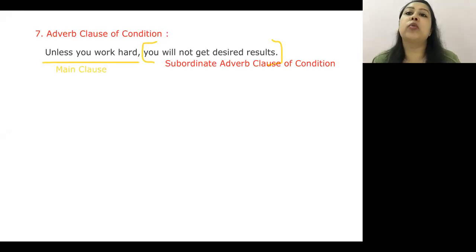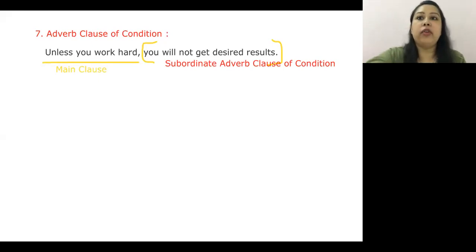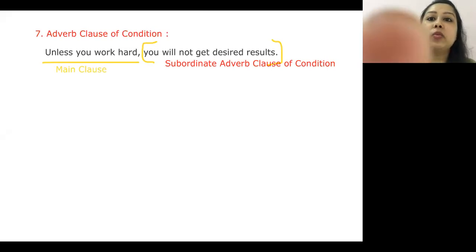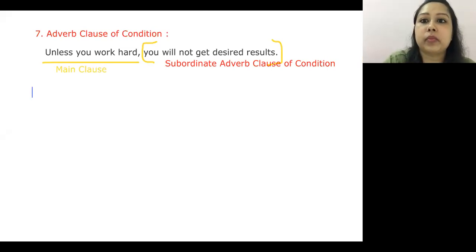Yes, if can also be a part of it. Yeah, affirmative to negative. If you do not, correct. If you do not work hard, you will not get desired results. Even that would be a part of adverb clause of condition. Perfect. Let's move on to the next one.